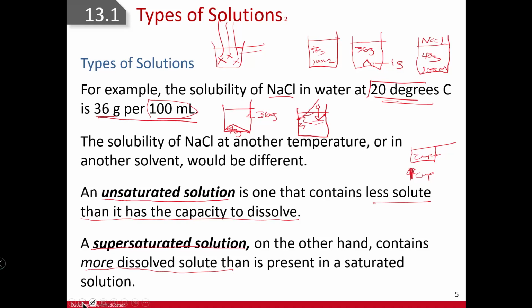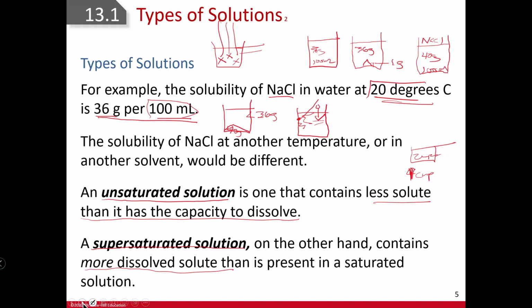So I want you to know the difference between unsaturated, saturated, and supersaturated solutions. Again, unsaturated means you haven't met the solubility limit at a particular temperature. Saturated means you've met that limit. Anything extra is going to precipitate out. It may not go to the bottom, it depends on the mass, but it precipitates out. And supersaturated means you have dissolved more solid than you should at a particular temperature.